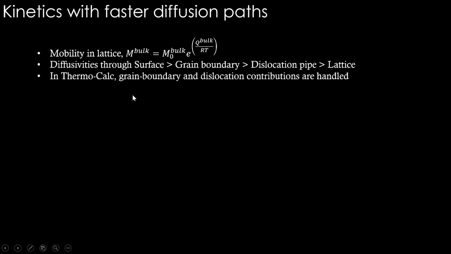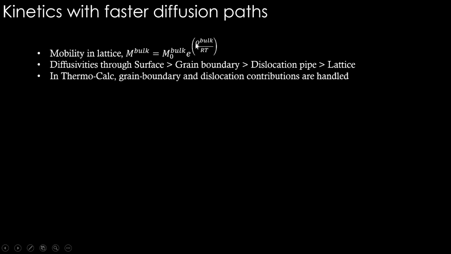So in Thermo-Calc, these grain boundary and dislocation contributions are handled in a very simple sense, that is, basically go and change this Q. This Q is the activation energy. It is quite high, let's say, in the lattice diffusion, and that's why mobility in the lattice is slower. In the dislocation pipe or grain boundary, it is going to be faster. It means that activation energy is lower there.